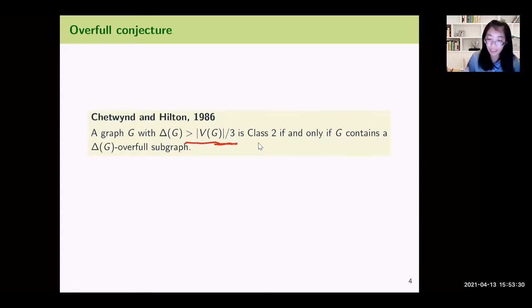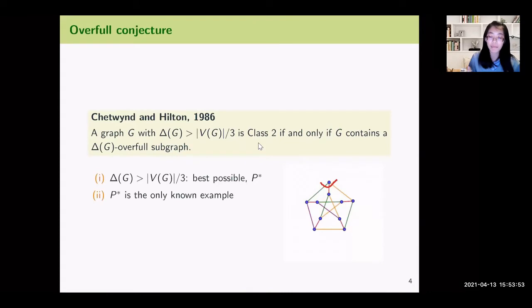And for this conjecture, you see that one of the directions is pretty obvious, right? If it contains a Δ(G)/4 subgraph, usually this implies that the graph is class 2. So the hard part is to prove the other direction. Assuming that we have such a graph that is class 2, you want to show that the graph contains a Δ(G)/4 subgraph. And there are some implications.